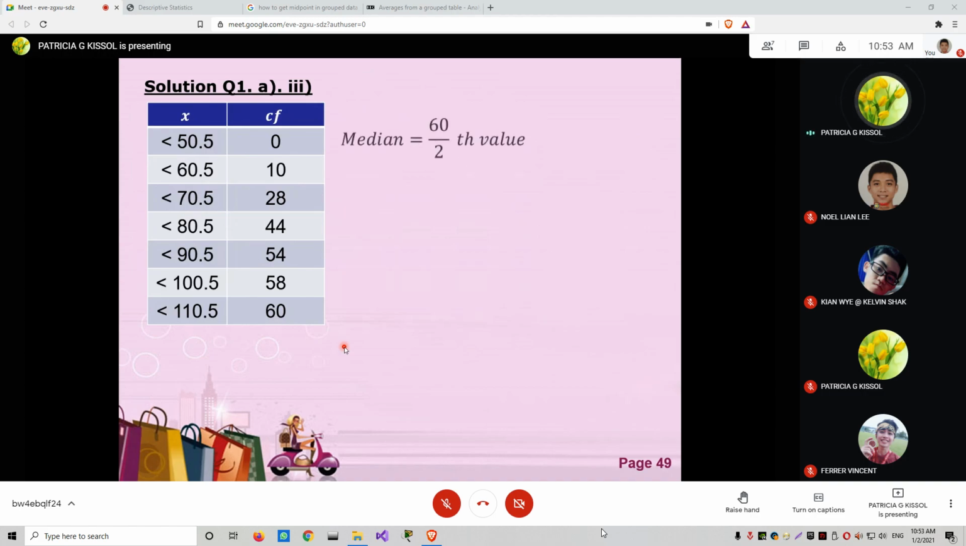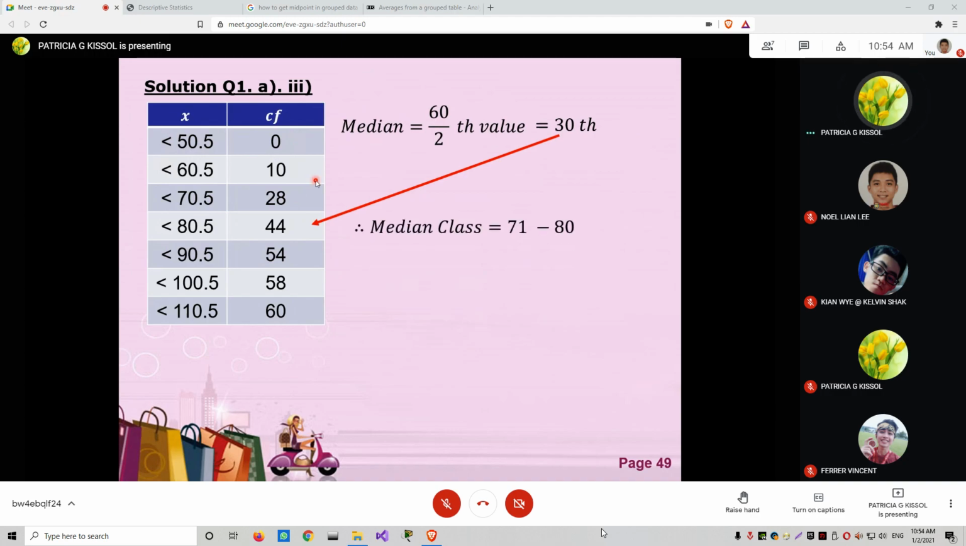The next question is to calculate the median. Based on the class boundaries, it's not supposed to be written this manner. It should be written in terms of the class boundary. Of course, the most important thing is the cumulative frequency. Since it's grouped data, we have 60 data divided by 2, that gives us the 30th position. Based on the CF, 28 is too small, so the best thing is to take 44. So 44 corresponds to the median class of 71 to 80, because notice here it's less than 80.5. That means it's 70.5 to 80.5.